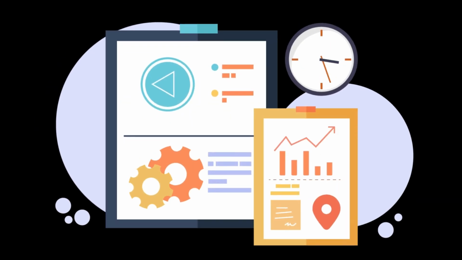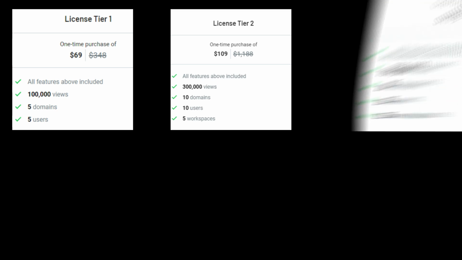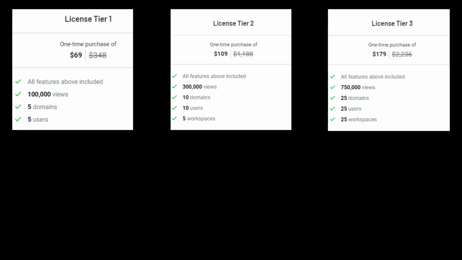But they have some lifetime deals. License Tier 1, 100,000 views, 5 domains, and 5 users for $69 instead of $348. License Tier 2, 300,000 views, 10 domains, 10 users, and 5 workspaces for $109 instead of $1,188. License Tier 3, 750,000 views, 25 domains, 25 users, and 25 workspaces for $179 instead of $2,236.